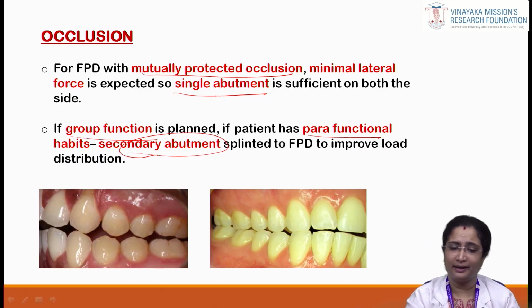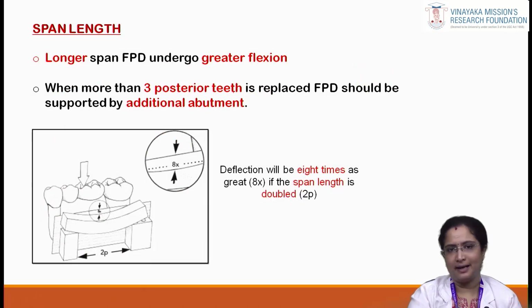But the single abutment and secondary abutment selection is based on the entire set of factors which I discussed before. Not just because it is a mutually protected occlusion can we go for a single abutment if that abutment is not sound. Next is span length.